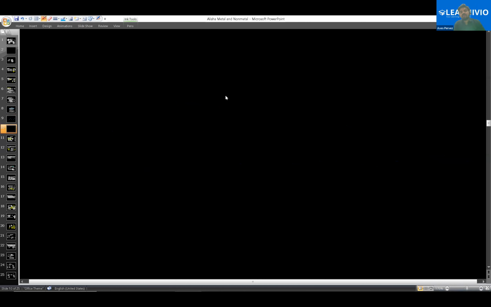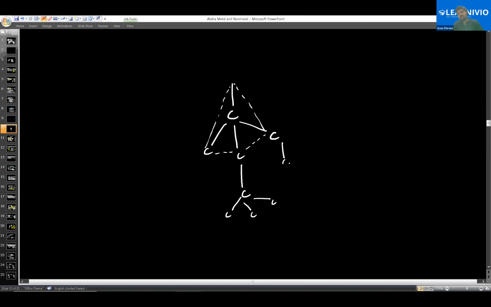But in diamond, all atoms are arranged in tetrahedral structures, like this. In this structure, every carbon atom is bonded with four other carbon atoms. Like this carbon will further make a bond with another carbon atom, and this will make a bond with another carbon atom. And this process continues, so this will keep on going.